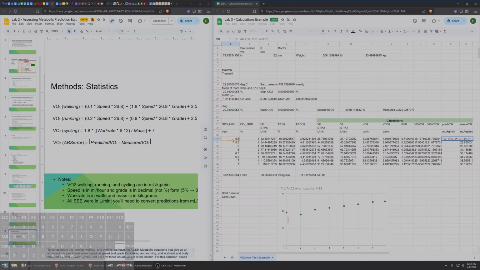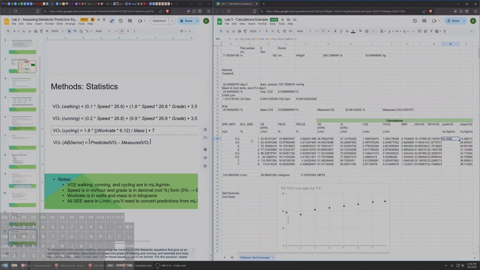It's okay if I did it slightly out of order. Okay, plus 0.9 times speed times 26.8 times our grade. And that grade is going to be divided by 100. You need to get it from percent into decimal format, and then add 3.5.